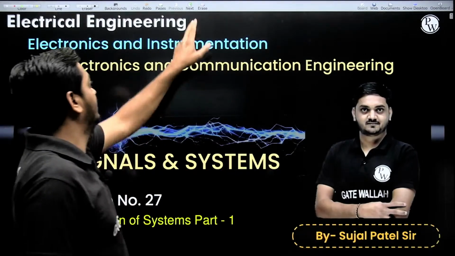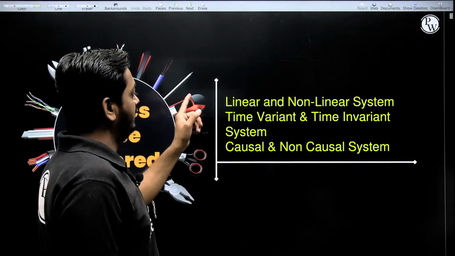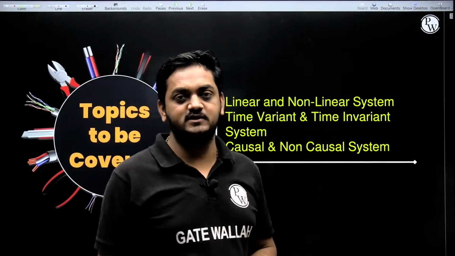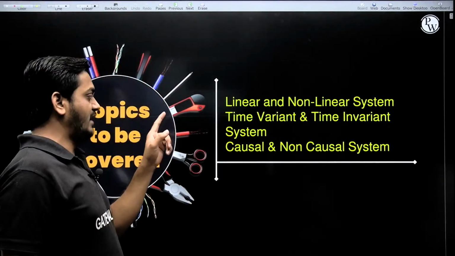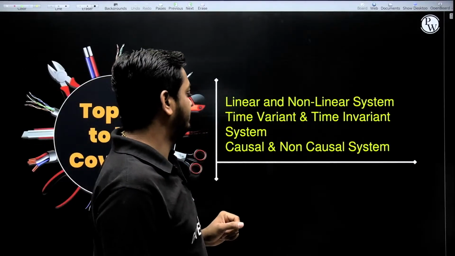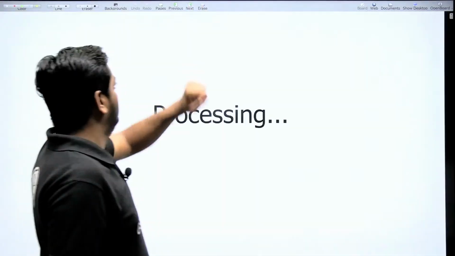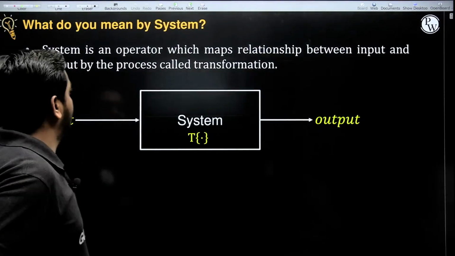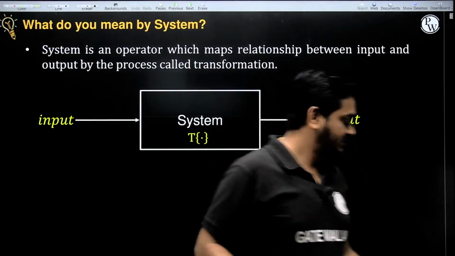This is part 1. In today's class we will understand linear and non-linear systems, how to identify whether the given system is linear or non-linear. Then we will see time variant and time invariant systems, then causal and non-causal systems. So let us start. First of all, let us understand what is the meaning of system, or what do you mean by system.